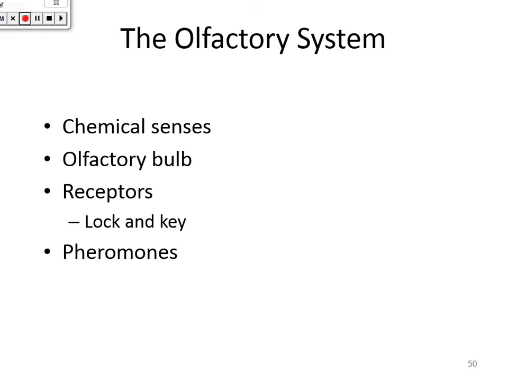Olfactory bulb is actually the system in which you smell. Done with the nose? Good. Chemical senses? Those are hormones.